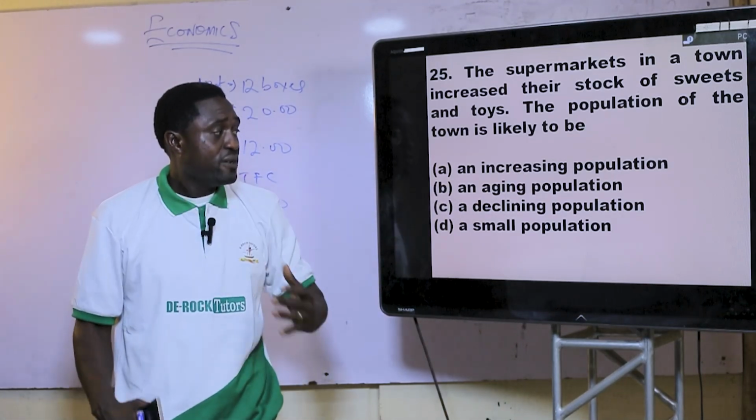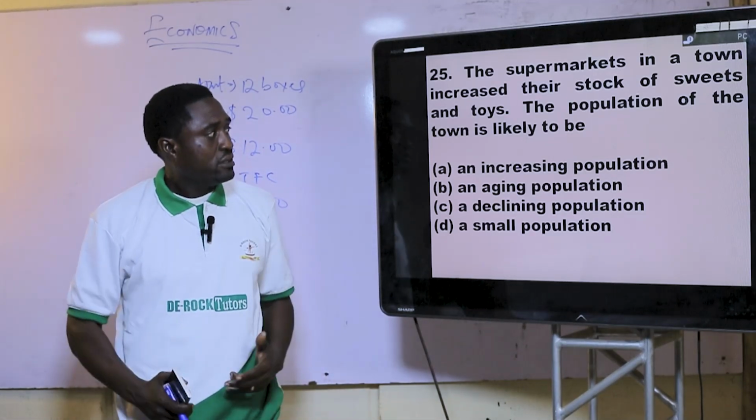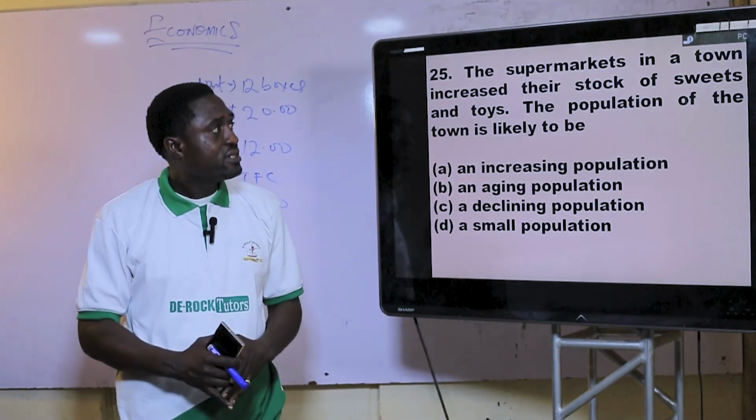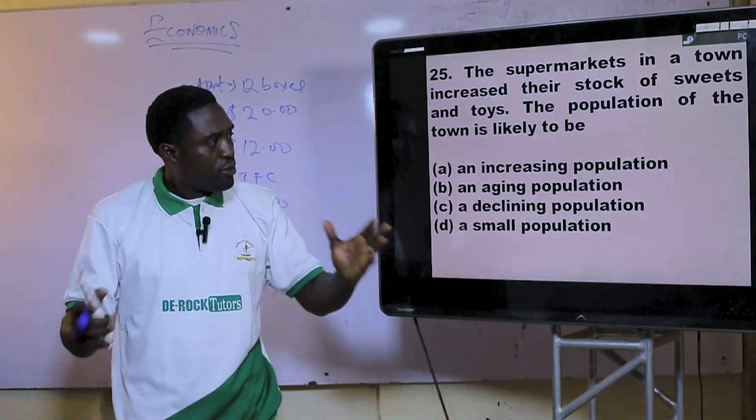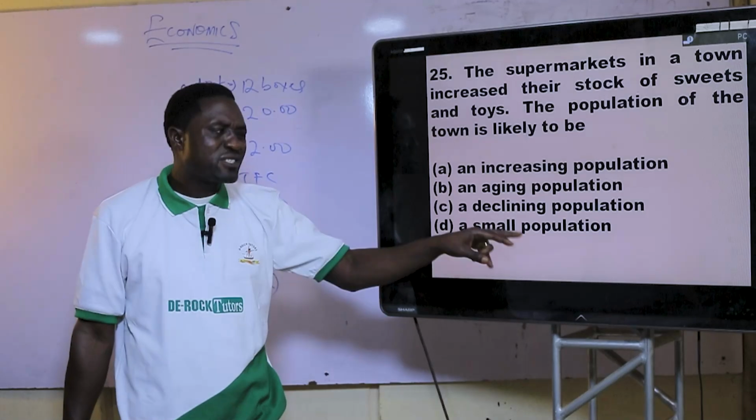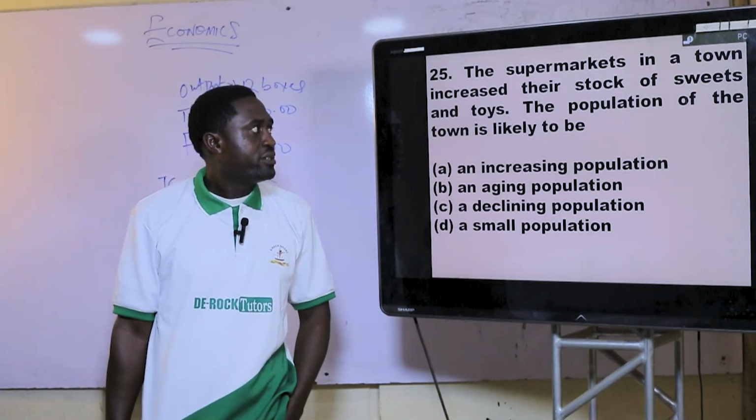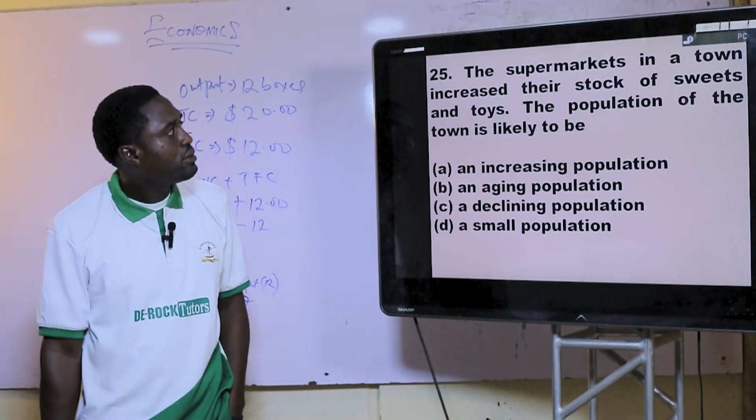An increasing population, because where we have young ones, young people, they eat sweets, and before you know it, they will keep producing, and the population will keep increasing. It can't be aging, it can't be declining, it can't be small. So the perfect answer is an increasing population. The next question.